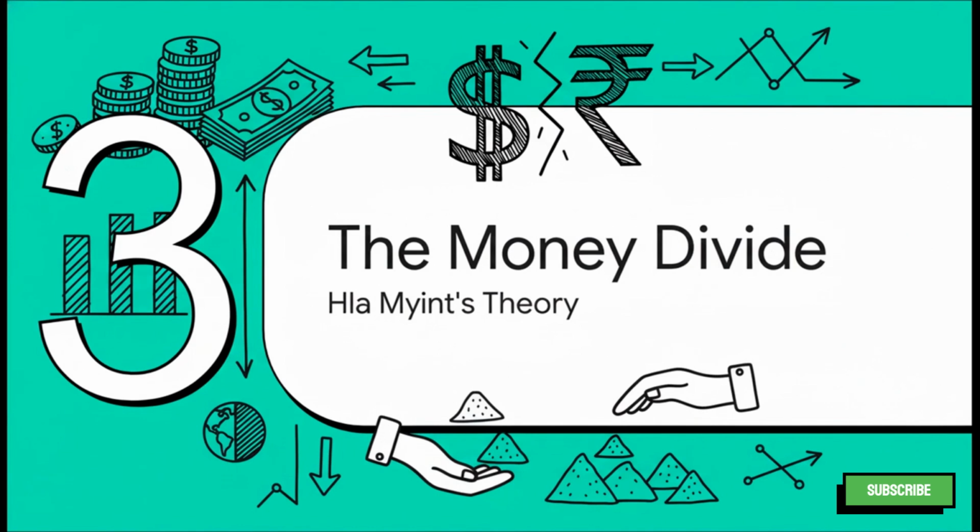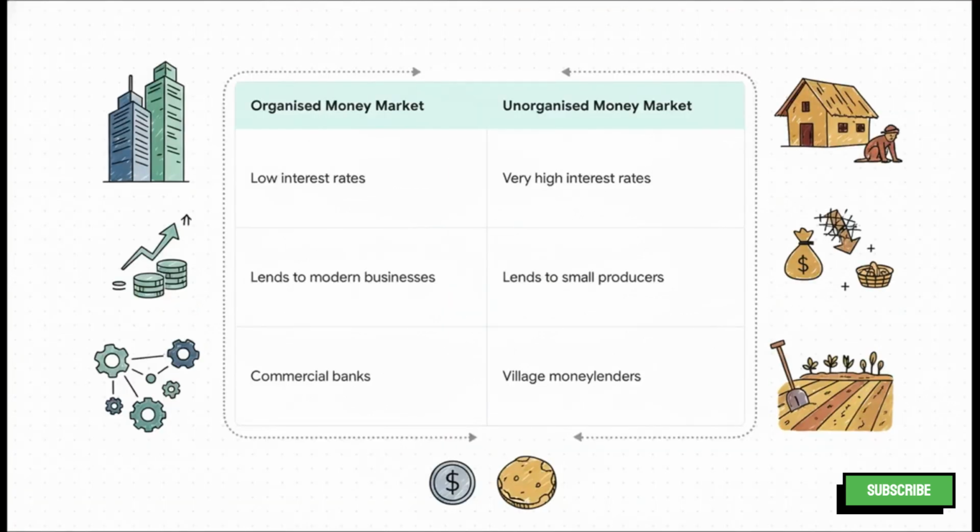Okay, so we've looked at a social divide and a technological divide. But there's a third, absolutely crucial piece to this puzzle: money. This is where Professor Hla Myint comes in with his idea of financial dualism. He pointed out that there's a deep split in the financial system itself. Myint basically said, look, you've got two completely separate money markets operating at the same time. First, there's the organized market. These are your big commercial banks, your formal institutions. They give loans to large modern businesses, and the interest rates are pretty low.